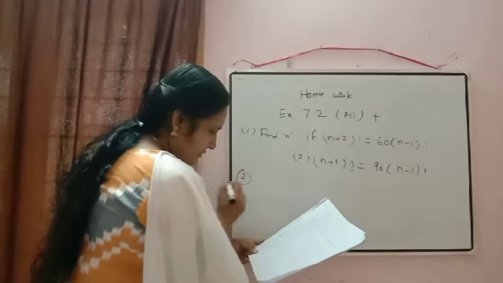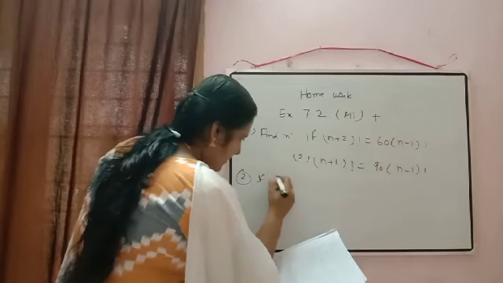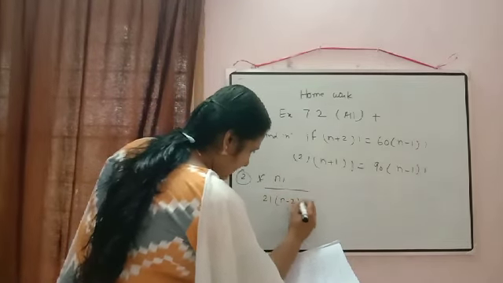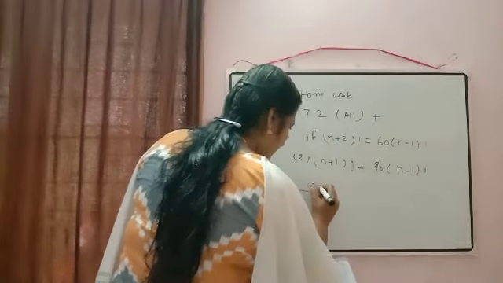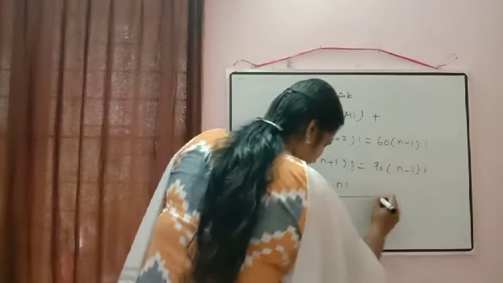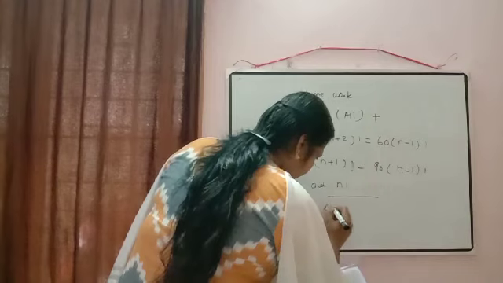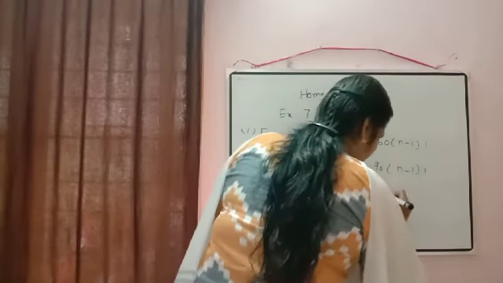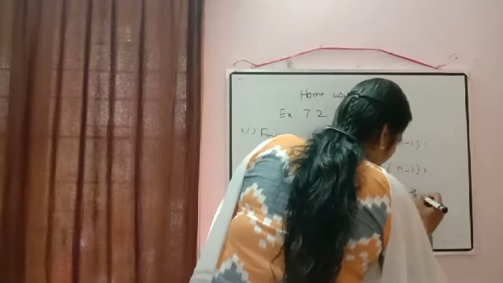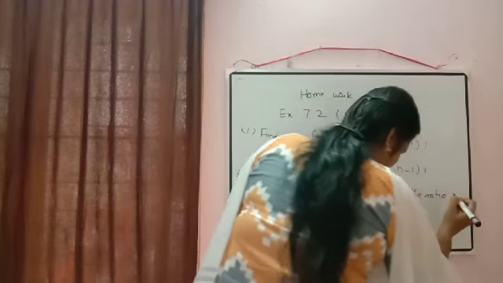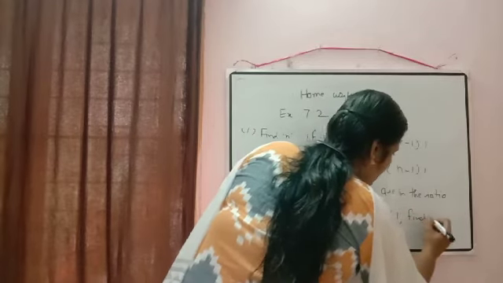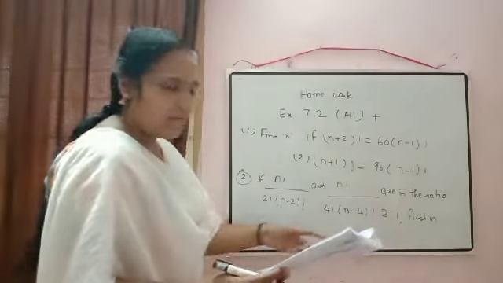And then the next question is: if n factorial by 2 factorial into n minus 2 factorial, and n factorial by 4 factorial into n minus 4 factorial, are in the ratio 2:1, then find n. Okay.